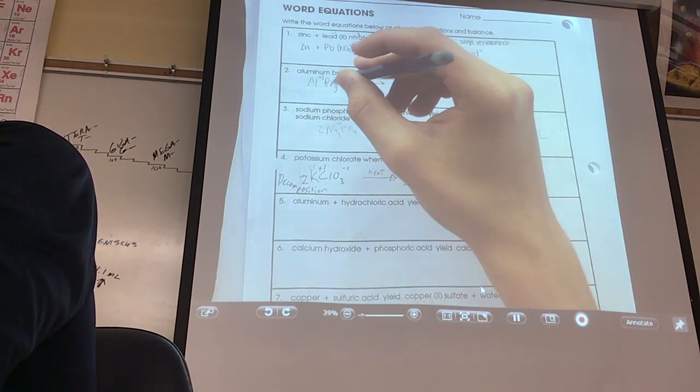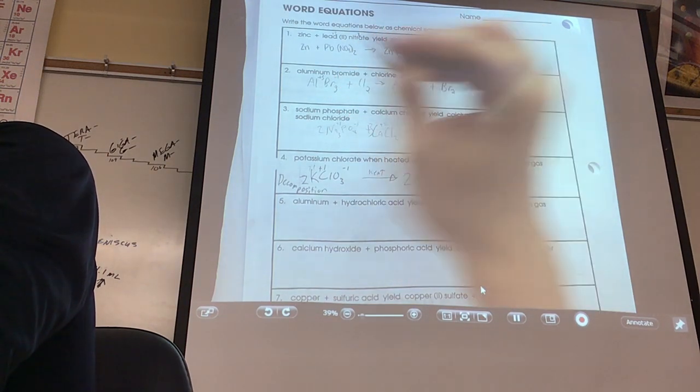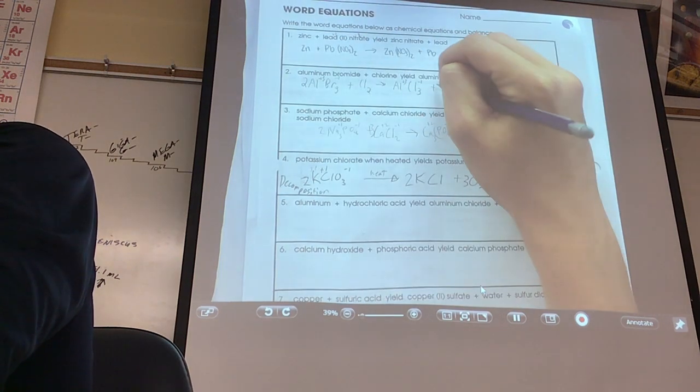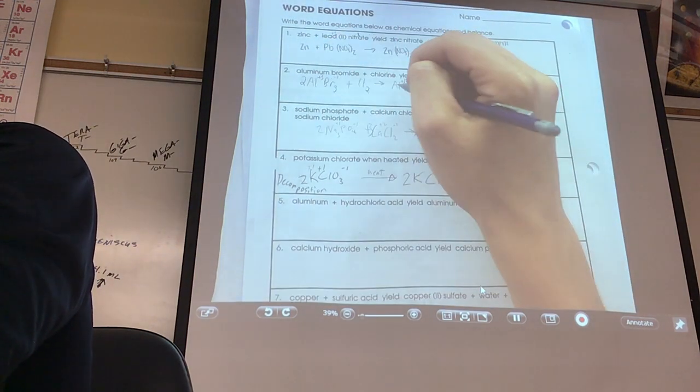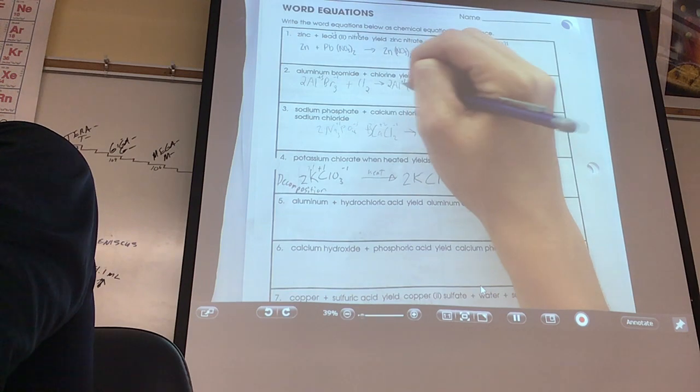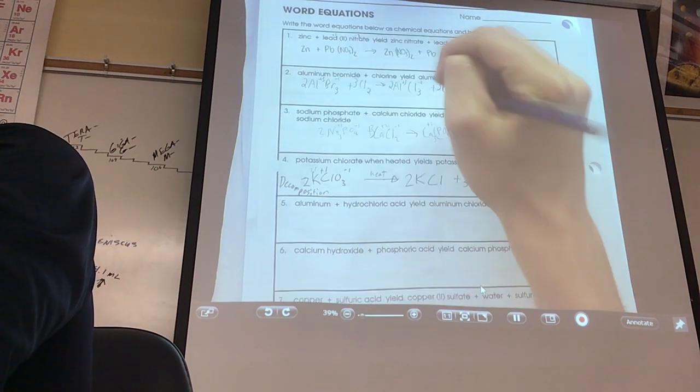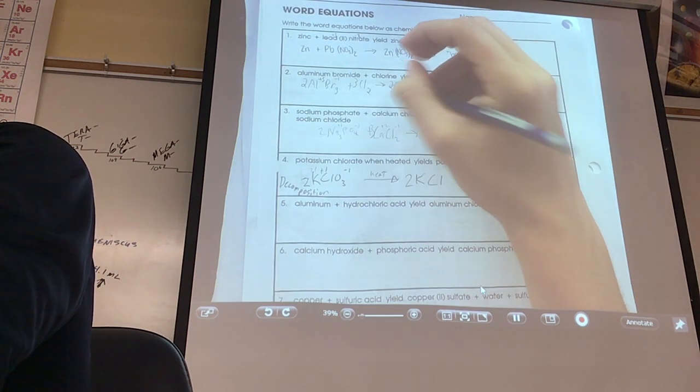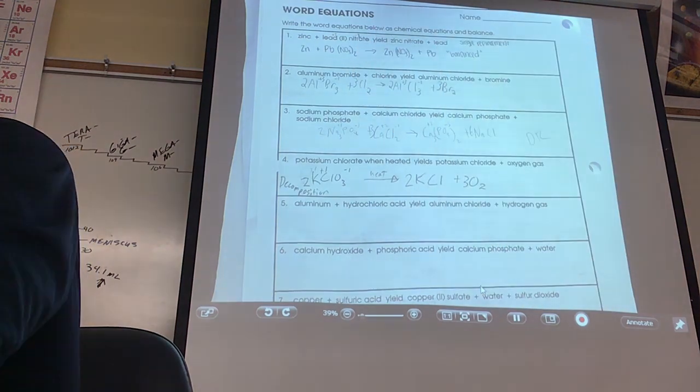So you got 3 bromines and 2 bromines, so you're going to need a 2 over here and a 3 over here. But now you got 2 aluminums and only 1 over here, so you're going to need a 2 there. And that means you're going to need a 3 here, because you got 6 chlorines right here, 2 times 3, so you need 3 times 2 over there.